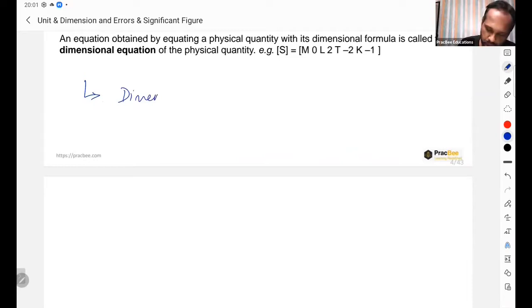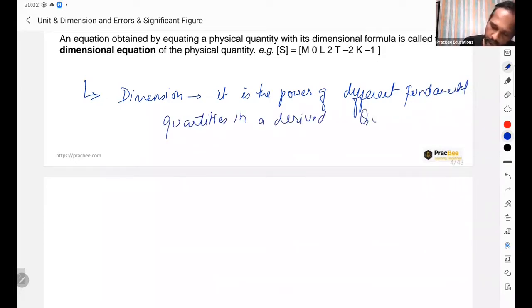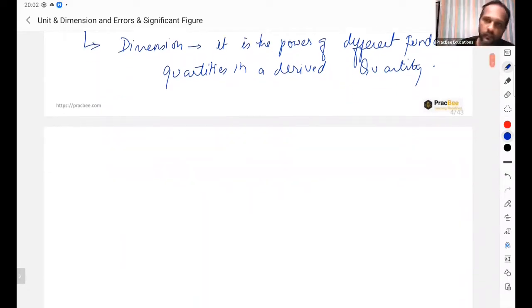Dimension. It is the power of different fundamental quantities in a derived quantity. In a formula or in a derived quantity, what are the powers of the fundamental quantities? That is called dimension.